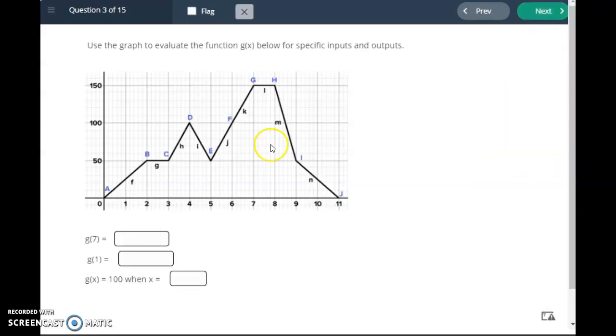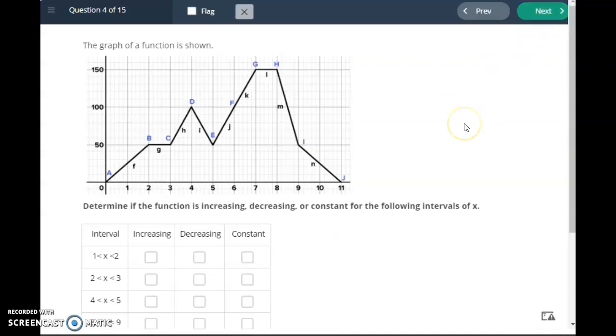This question, g of 7 equals, so we go to 7, we go up, it's 150. G of 1, we go to 1, and we go up, and that looks like it's going to be 25, halfway between 0 and 50. And then g of x equals 100 when x equals, so we'll go to 100 and we'll go across. Looks like x equals 4 is one of them. And you only have to choose one in this question.